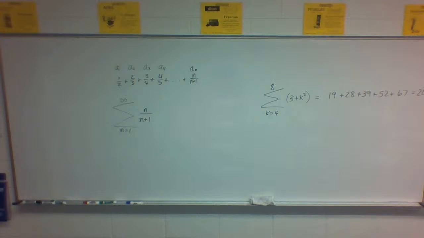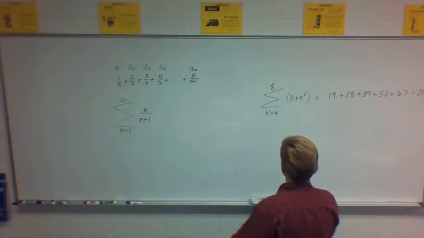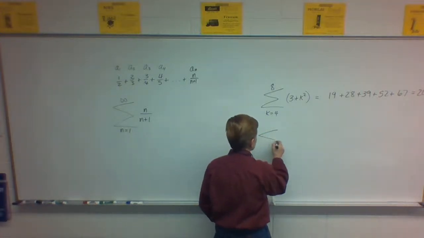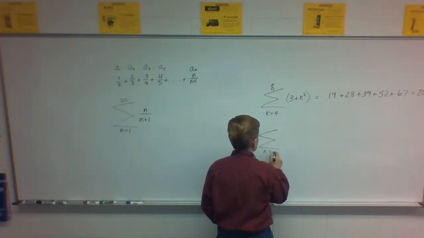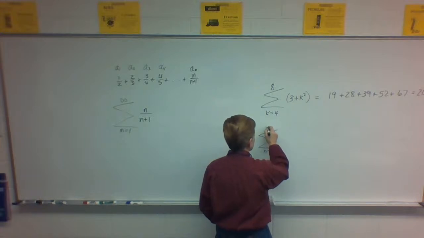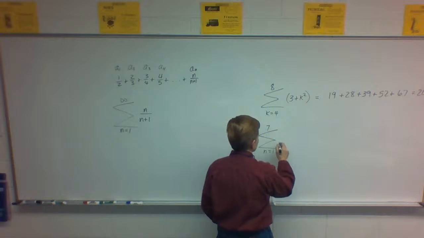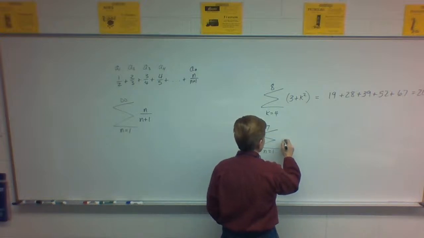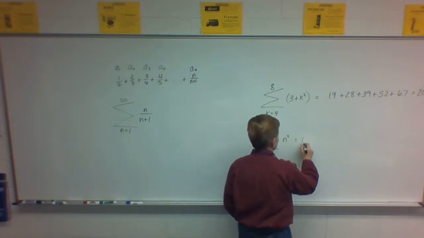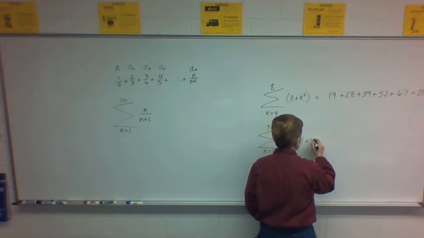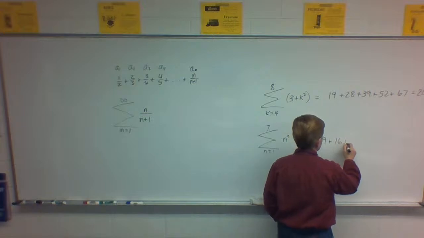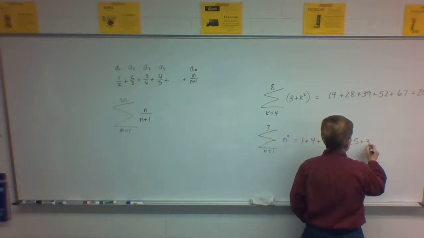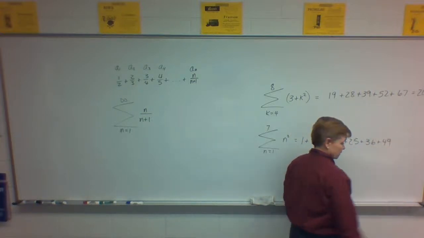It says, how many apples are in the stack in example 3? So we add up. By the way, what would the summation notation for that look like? n equals 1 to 7. And what are we going to sum up? n squared. So that would be 1 plus 4 plus 9 plus 16 plus 25, 36, 49. Grab a calculator, write that out.